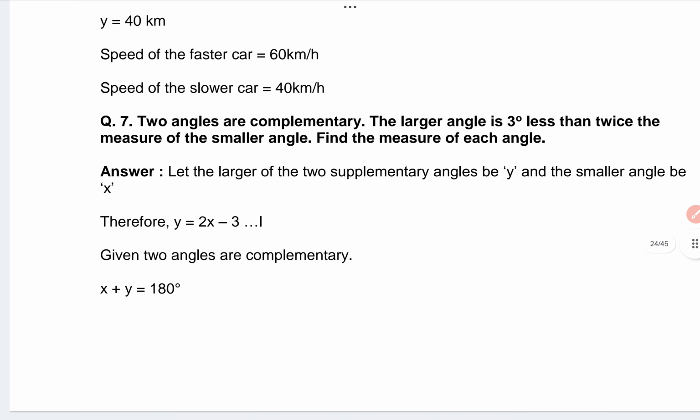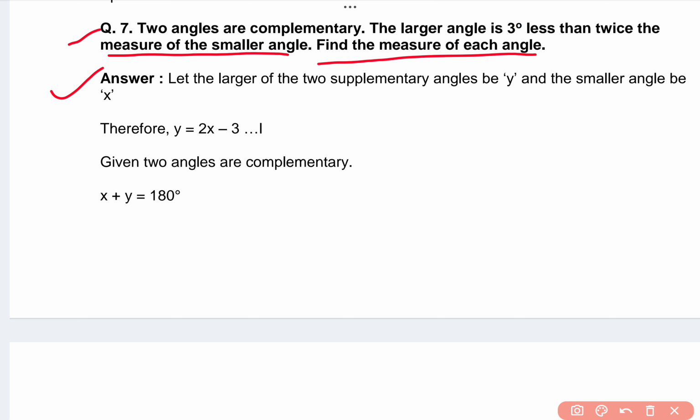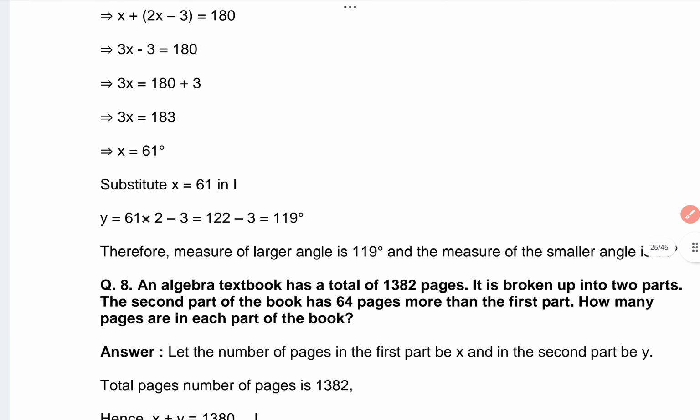Okay, and here you can see question number 7. Question number 7 is that two angles are complementary, the larger angle is 3 less than twice the measure of the smaller angle. Find the measure of each angle. So that's your answer here. Okay, let us take the larger of the two angles as y and the smaller angle will be x. Okay, and then after here you can see.